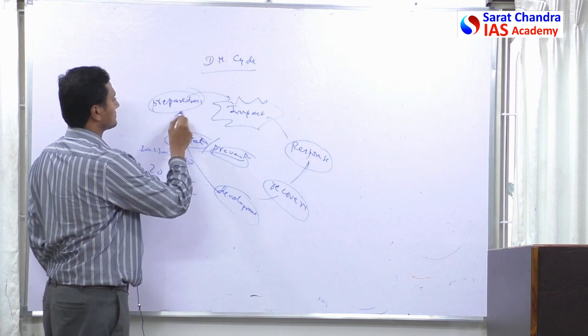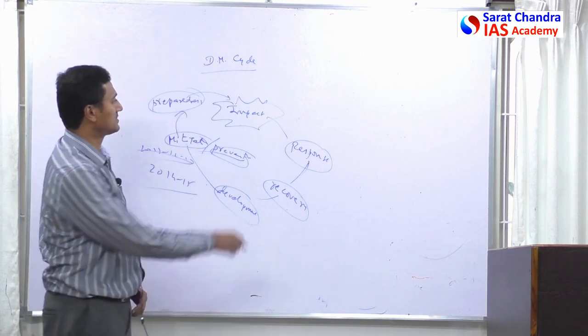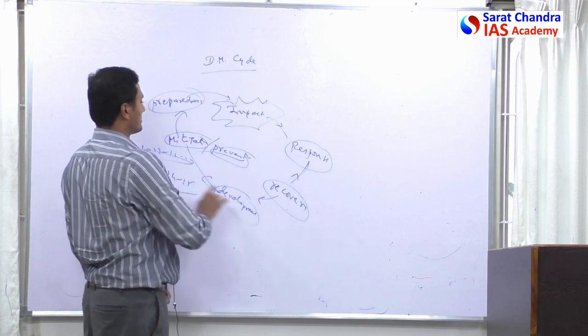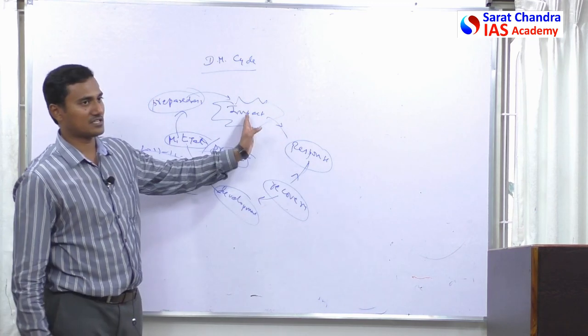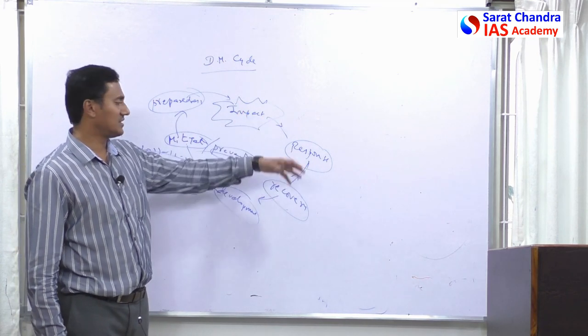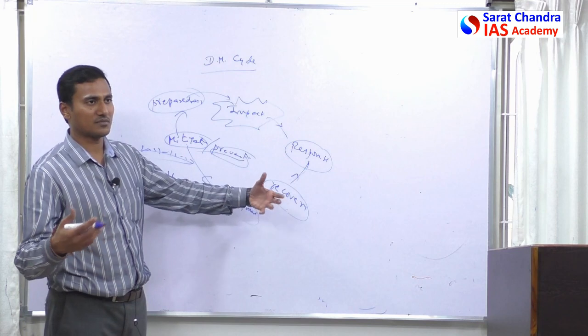Preparedness. See, this is a cycle. So this is a disaster cycle. First impact, disaster happens. Occurrence of disaster, first thing you respond. After that, the next step is you recover from that disaster.